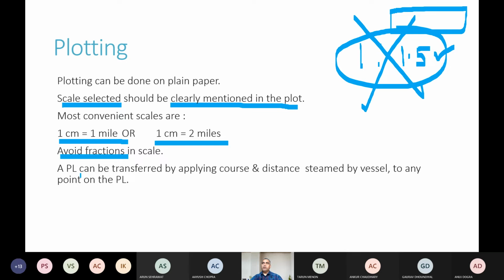We will be using our 360-degree protractor to mark the courses. We will be using compass or scale to mark the distance, and then we will be using parallel ruler or sliding ruler or set square to plot or draw a transferred position line, a parallel line. Now there is another method which is possible to us, with which we can transfer the position line, and that is known as calculation method. So what is that method? Let me show you.